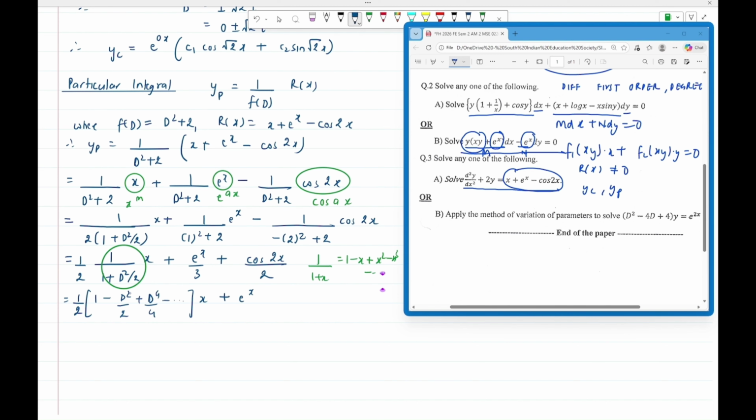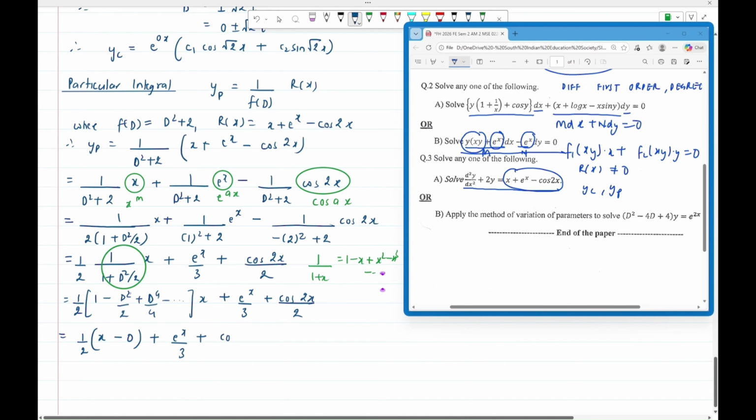And here we have e raised to x over 3 plus cos of 2x over 2. So again, we have got half here. Now 1 times x is x. Now minus D squared, that's the second derivative of x. And as discussed, the first order derivative of x will be 1, and if we go on for the second order derivative, it is going to be 0. So we have got this expression over here, plus e raised to x over 3 plus cos of 2x over 2. So thus we have that the particular integral yp is x by 2 plus e raised to x by 3 plus cos of 2x over 2.